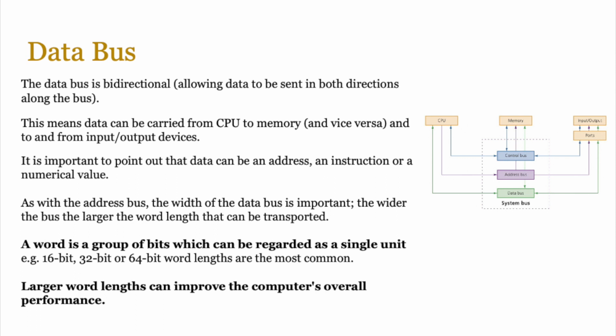But again, be aware that if you've got a 32-bit CPU and a 16-bit word length, you've got a bit of a bottleneck there. And if you've got a larger word length, like a 64-bit word length, the CPU can't access that. It'll only be able to access 32 bits at a time.